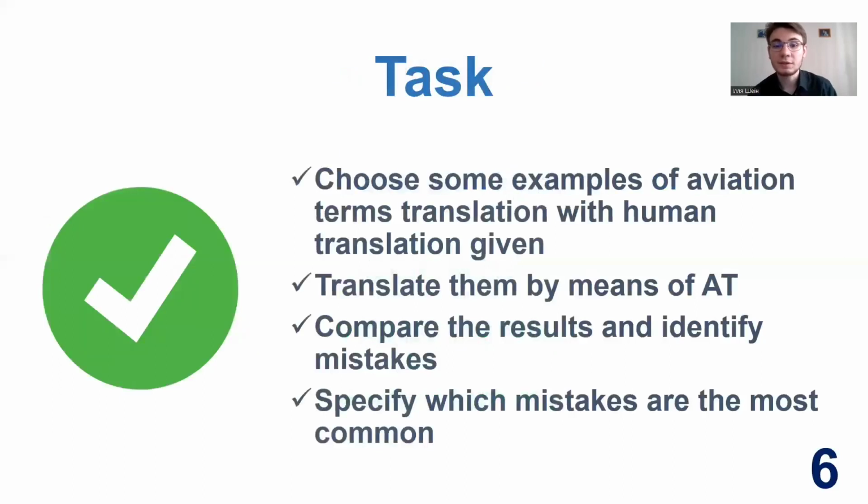The main task is the following. Firstly, choose some examples of aviation terms translation with human translation given, the one which is made by a human specialist. Then to translate these examples by means of AT. Then compare the results and identify the mistakes which AT has made. And finally, specify which mistakes are the most common.